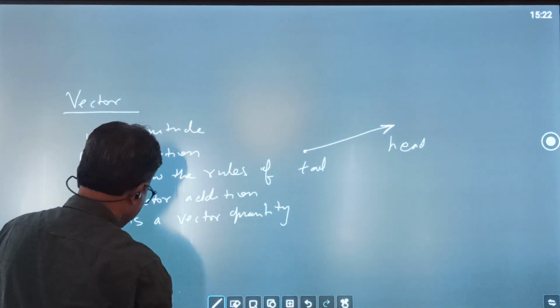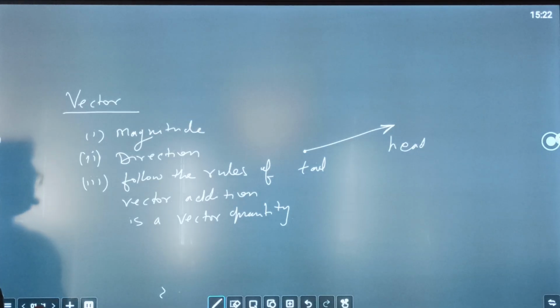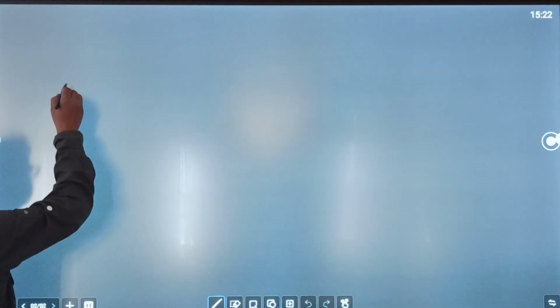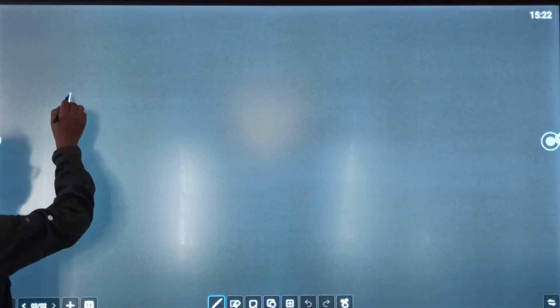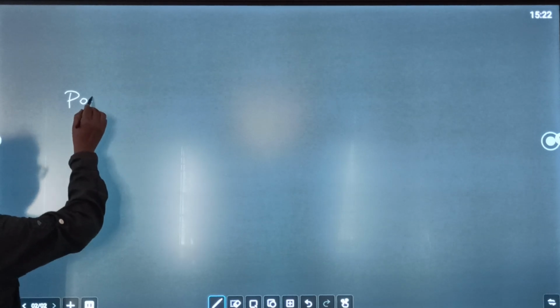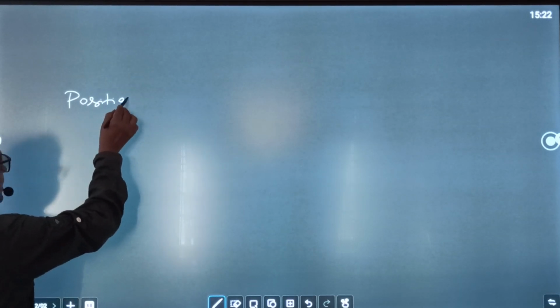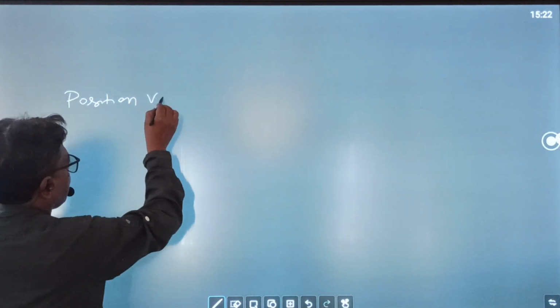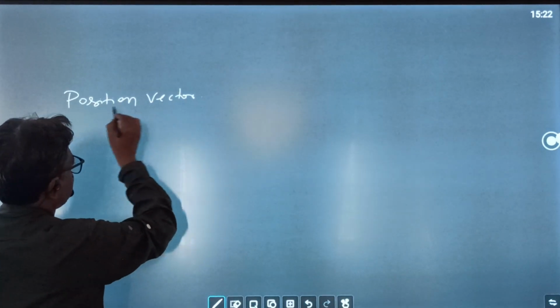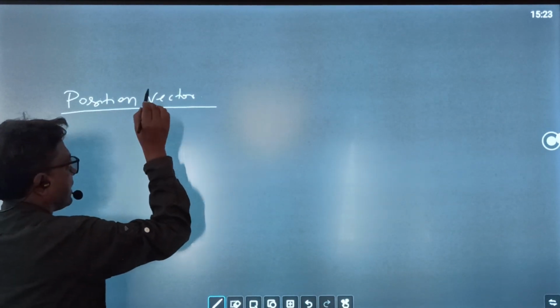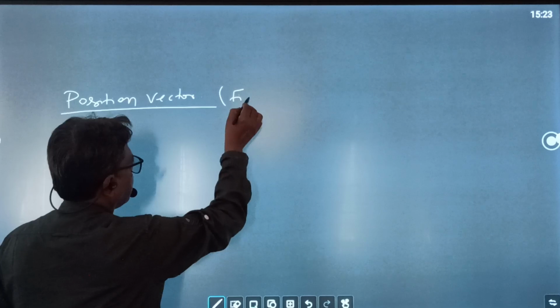Now we will discuss a few basic types of vector. So the first one is position vector or fixed vector, and free vector. So position vector we are trying to discuss first. Position vector, this is an example of fixed vector.